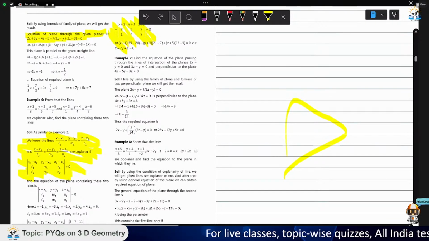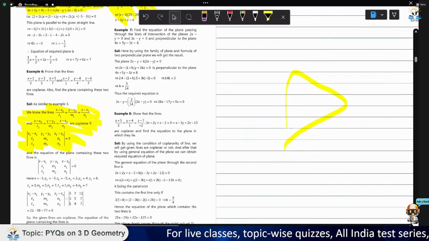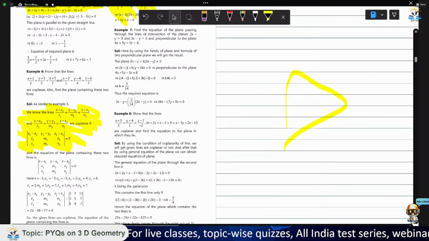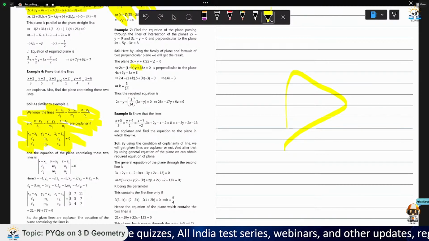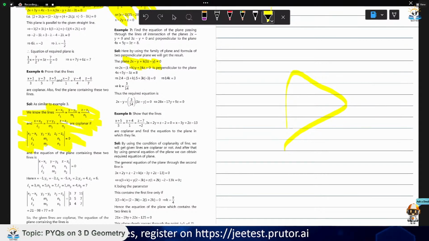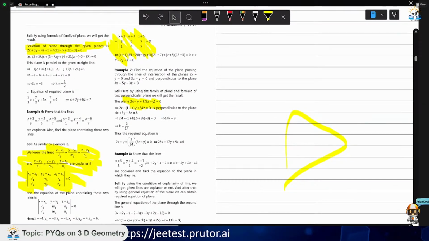Now moving to the next part, we have: find the equation of the plane passing through the line of intersection of. Again, a very similar question. We can use the family of planes concept. We know the family of planes would look like this. And if it is perpendicular to the plane, then we put the value again and find the value of k. In the parallel part we did the same thing, and in this part also we are doing the same thing.